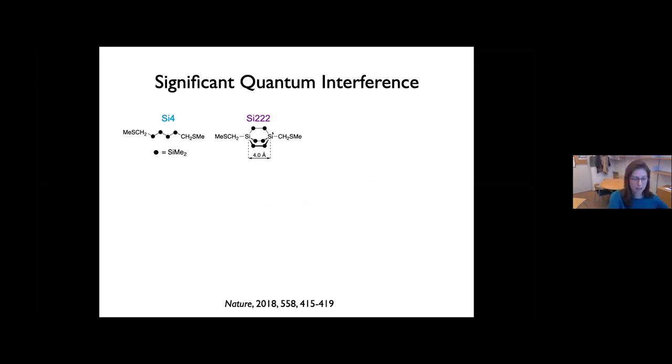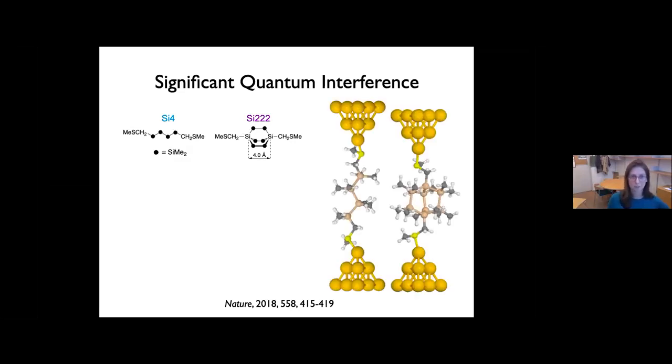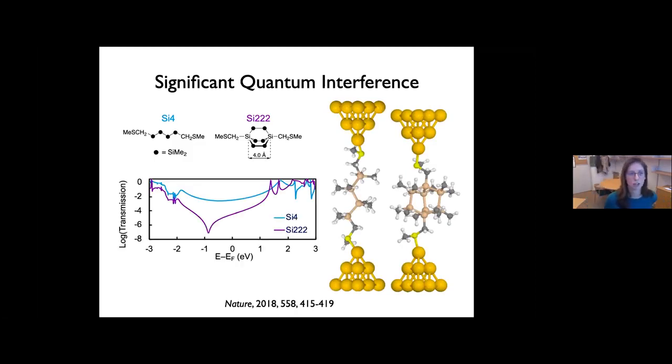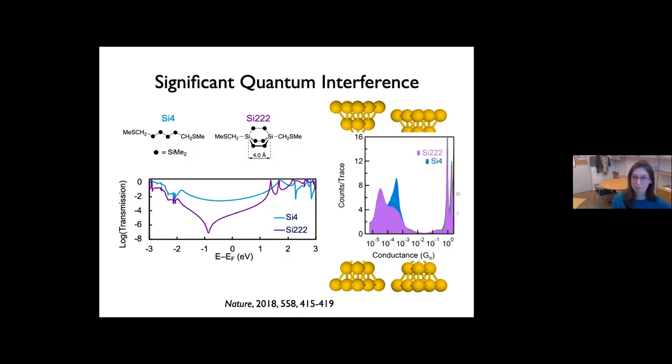And of course, we can compare the transmission through this molecule with the linear silane of the same length. So this is what they look like: the extended silane and the cage structure. If we calculate the transmission through these systems, you see that indeed in the cage structure we have a significant interference dip. It's not right at the Fermi energy, but it's not so far away. And over a large energy range, we see suppression of the transmission. If they do the experiment, they see pretty much the same effect. They see, again, significant suppression of the conductance in the cage structure, this 2-2-2 structure.